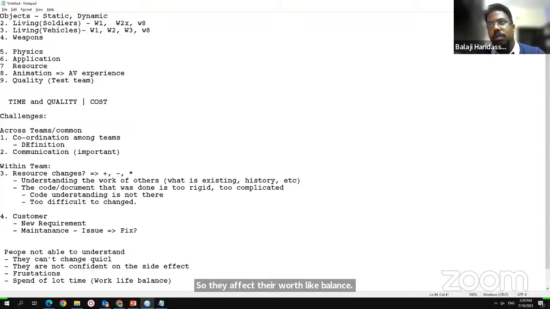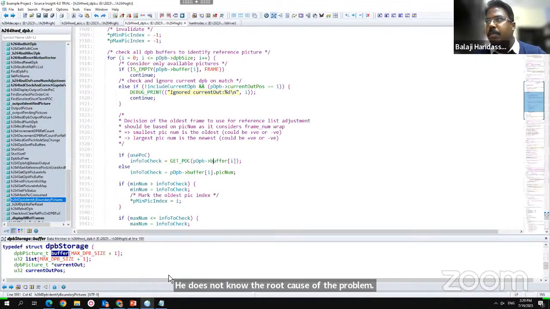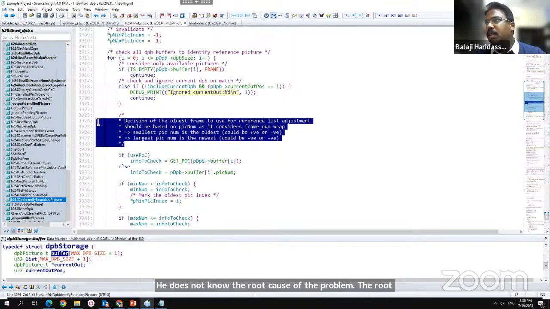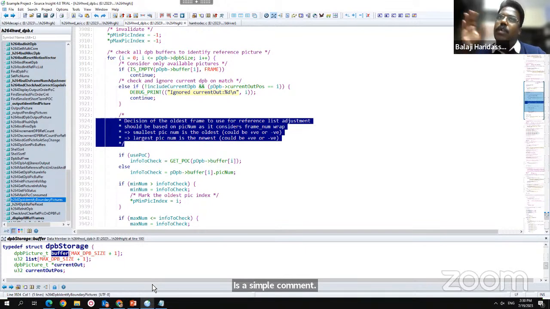Severe issue. And they go in a spiraling round. If the manager is really understanding, he can understand the issue of the engineer. If the manager is just task-oriented, I gave you something, did you finish or not? If the manager is like that, he's going to think he has not done it. He does not know the root cause of the problem. The root cause of the problem is this simple comment.